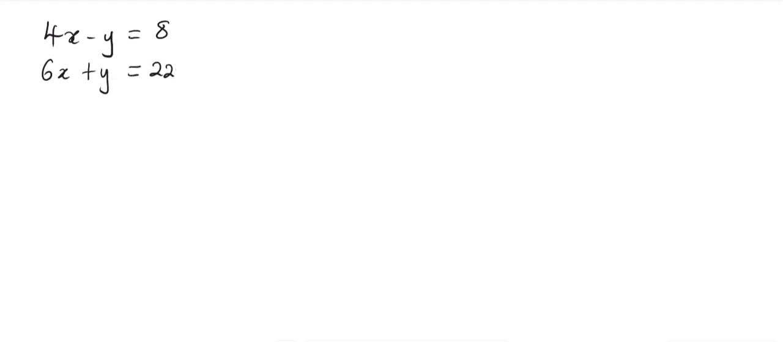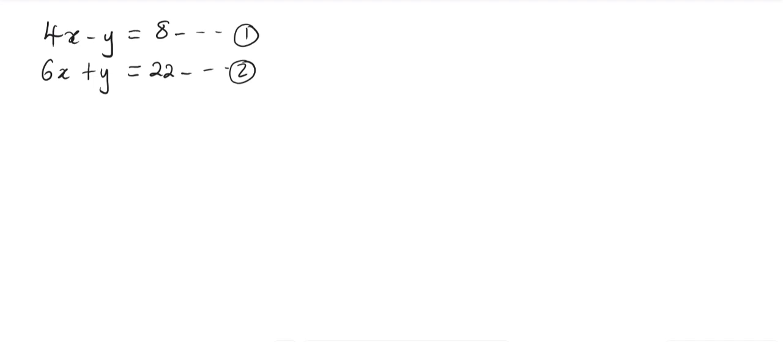Right, so the first thing that you need to do when you're solving simultaneous equations is to name your equations, just for reference sake. So we're going to call this equation number 1 and this is equation number 2. Right, so we have two most common methods, elimination and substitution. So in this case I want us to use elimination.